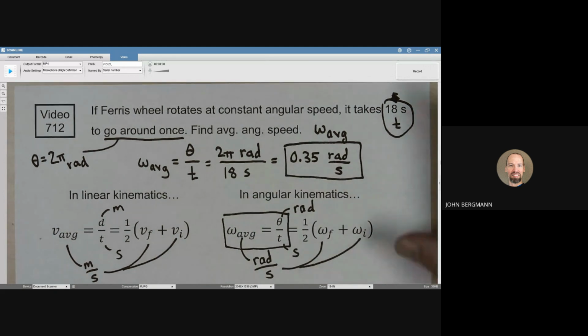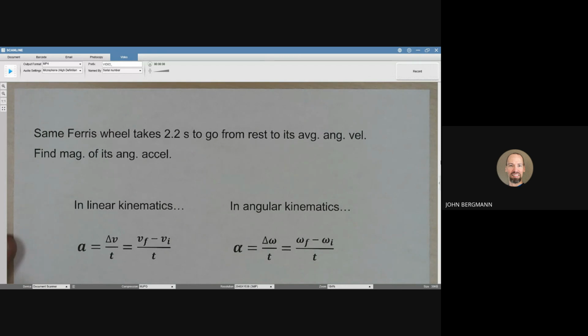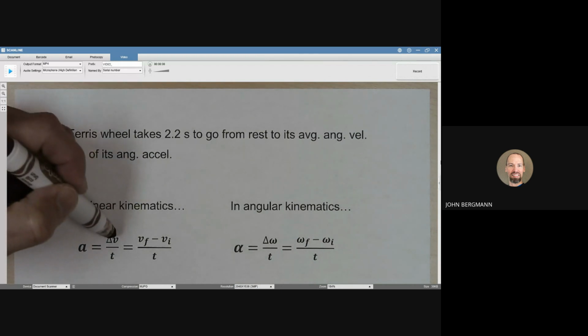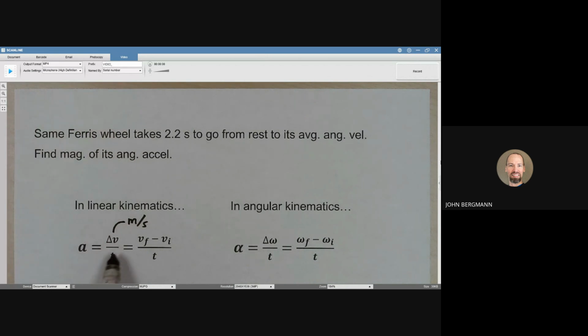Well, in linear kinematics, we dealt not only with velocity, but we also dealt with acceleration. And there's a corresponding equation for angular acceleration. It's down here at the bottom of the screen, compared to linear acceleration. The velocities in linear kinematics were in meters per second. This is change in velocity, isn't it? That's what the delta means. That was final velocity. That was initial velocity. The time, of course, is in seconds, which meant that our unit for acceleration was meters per second squared.